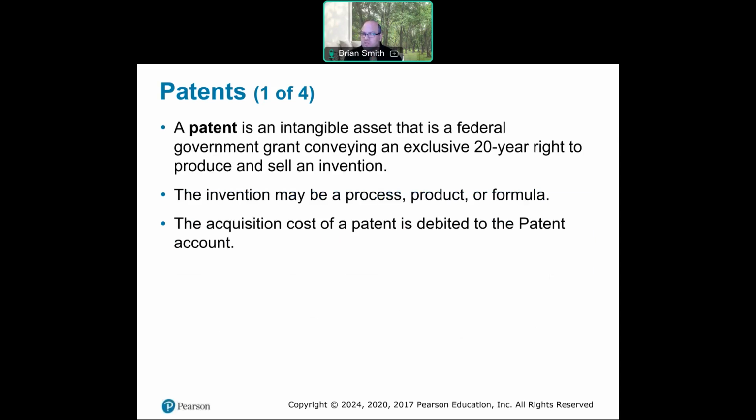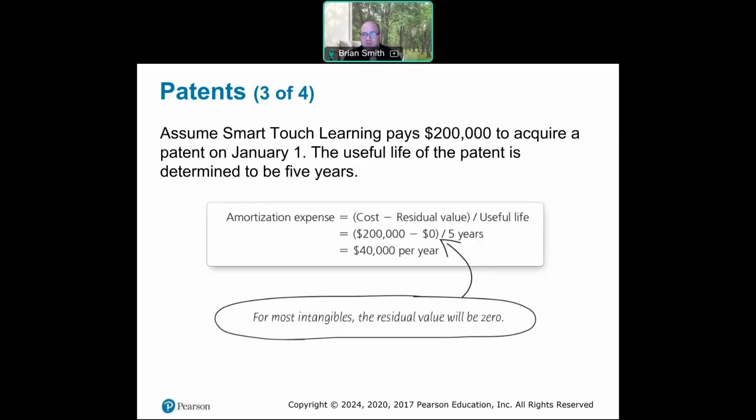I don't know why the government's giving us that. The government didn't invent anything. But the bottom line is they got 20 years, but now they're saying it's really only going to be good for 5. So we're going to amortize that for less.